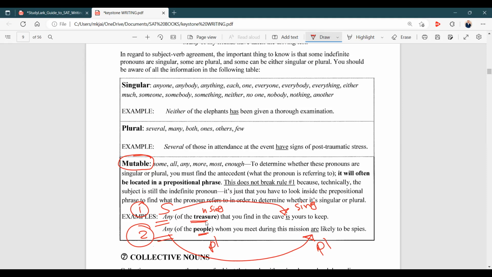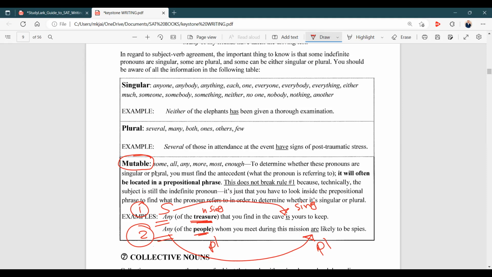Unless they are mutable? Yes, unless they are mutable. So, Hannah, in this case, what should I do? How do I know the number of the subject? From where? Yes. What is the object of the preposition? Yes. Okay, so dive inside the prepositional phrase and get the number.